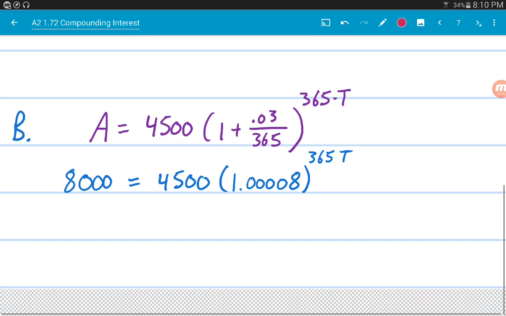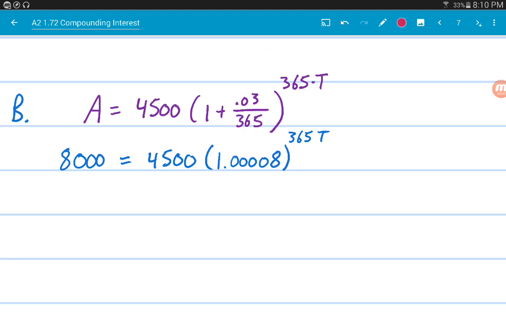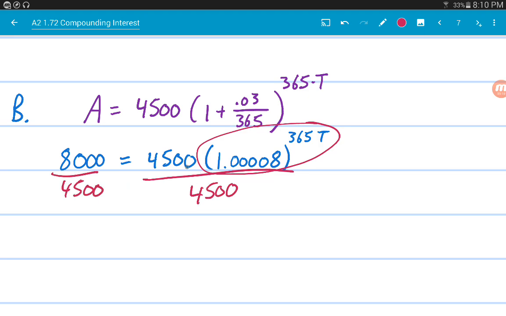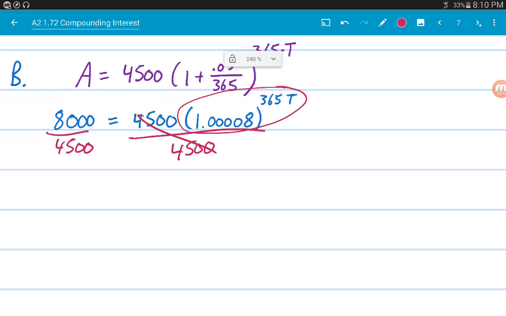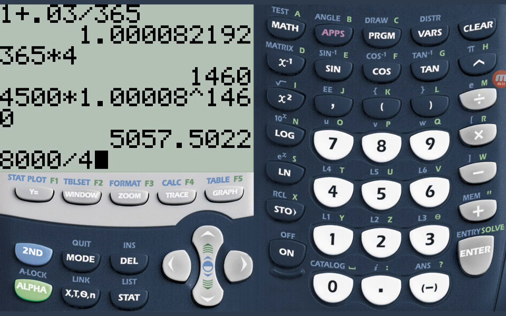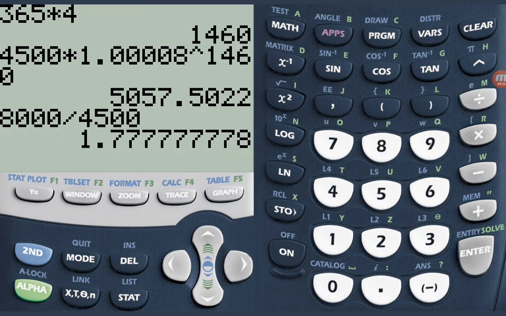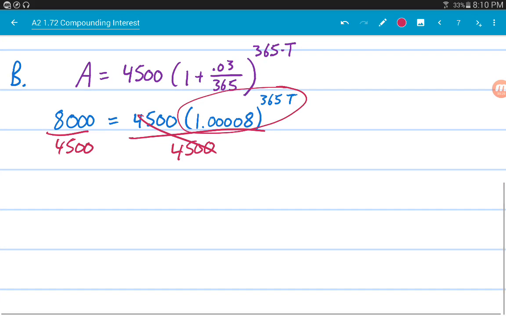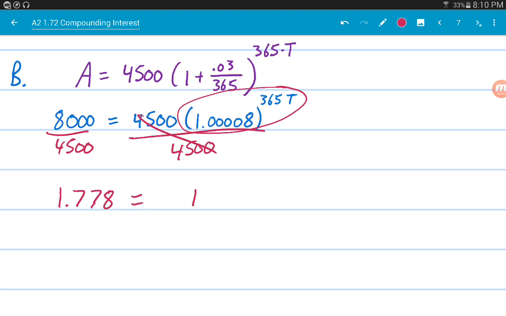Now, if you've been following along in class, this is going to seem very routine by now. Isolate the exponential term. So that means I'm dividing by 4,500 on both sides. That crosses out. 8,000 divided by 4,500 is 1.778. 1.778 is equal to 1.00008 raised to the 365t. I'll keep the capitals.